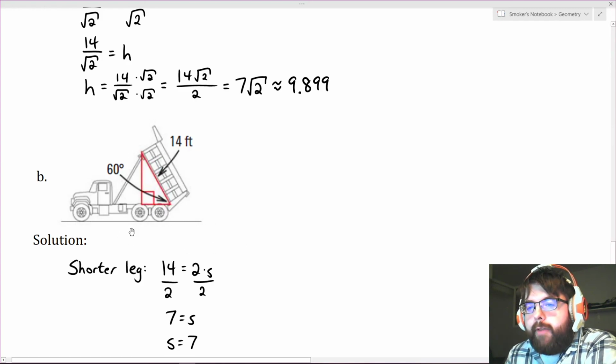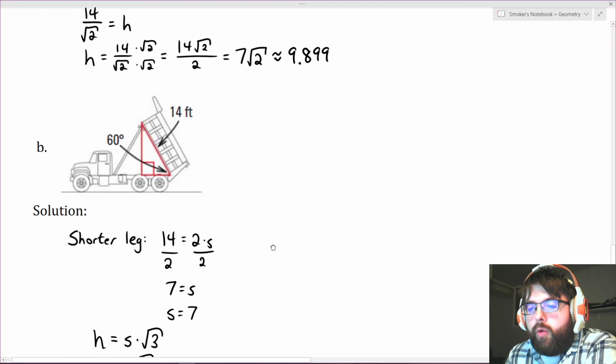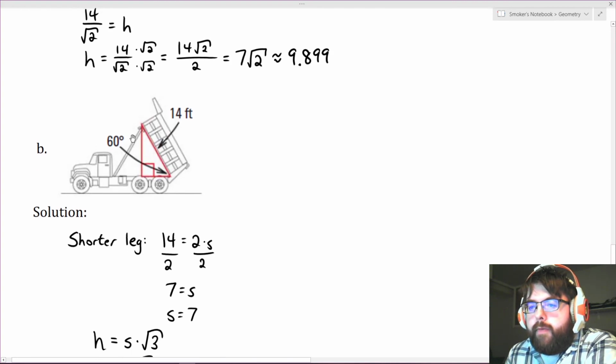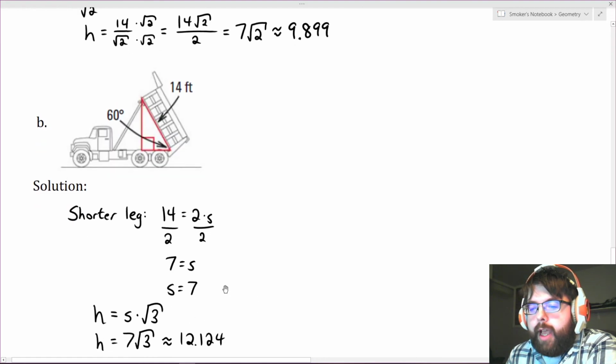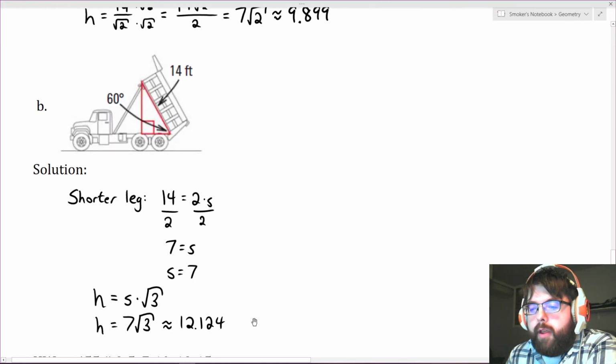Once I have the shorter leg, I can find the longer leg, which is the height we're looking for. So the longer leg is equal to the shorter leg times root 3. I'm using h for longer leg because I'm using h for height. The height of this triangle is equal to shorter leg times root 3. I can plug 7 in for shorter leg, and that is approximately 12.124.